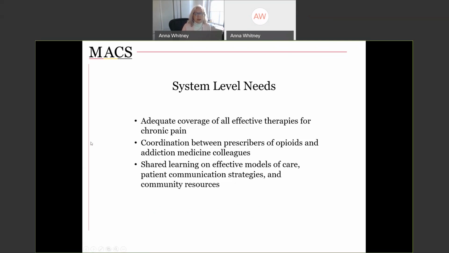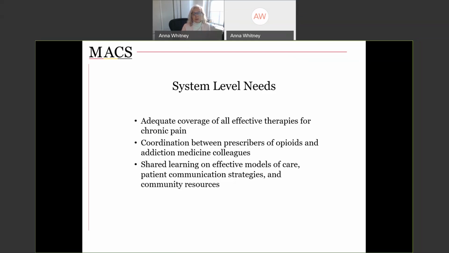So prescribers and other healthcare professionals may say, well, Dr. Olsen, this is all great and well, but we can't get coverage for all effective therapies for chronic pain. And it is absolutely true that there are some system level needs that we need to pay attention to make opioid tapering as successful as possible for patients. And that includes adequate coverage. A note that the Medical Society of Maryland, MedChi, has been working with CareFirst to make sure that there is adequate coverage of all effective therapies for chronic pain.